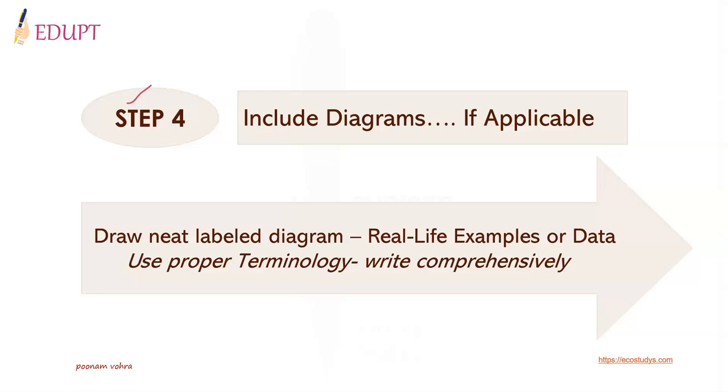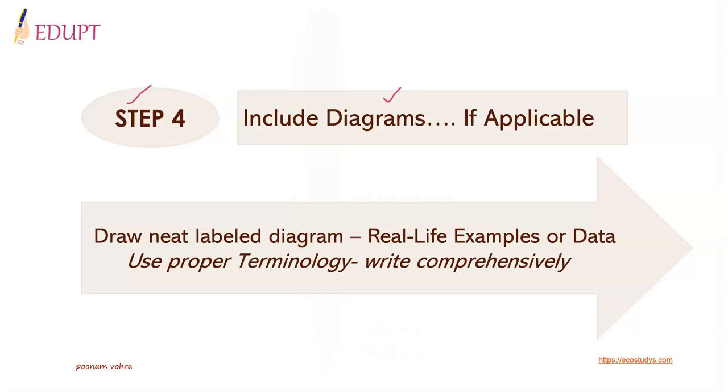Step 4, include diagrams if applicable. You must include diagrams, examples, and data. Diagrams wherever they are applicable. Then draw a neat and labeled diagram. For example, you are required to draw the equilibrium of income and employment by savings and investment approach, or you are required to draw inflationary gap. In such cases, you must label each curve, each axis, and every aspect of the diagram.